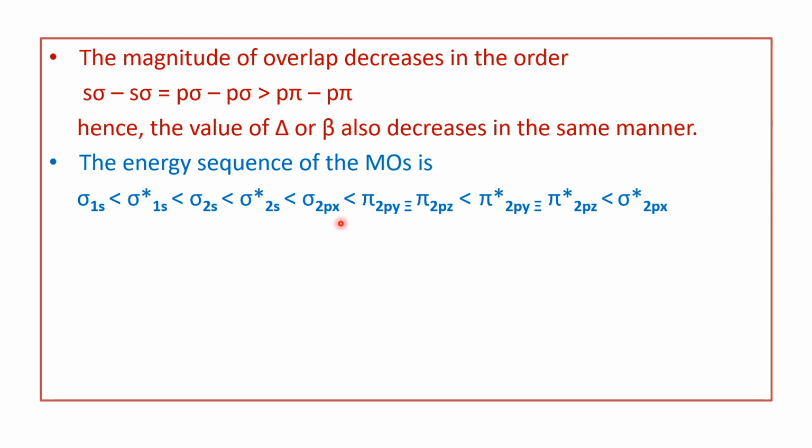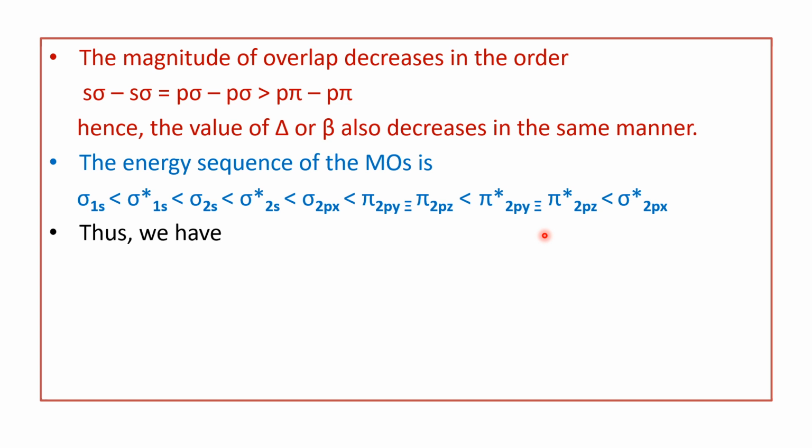And then we have the sigma 2px, which is less than pi 2py, which is equivalent to pi 2pz. Now these two are degenerate. Then which is less than the anti-bonding pi asterisk 2py, which is equivalent to pi asterisk 2pz. Again these two are degenerate, and finally we have the sigma asterisk 2px. So this is the energy sequence of the MOs in the MO energy level diagram.